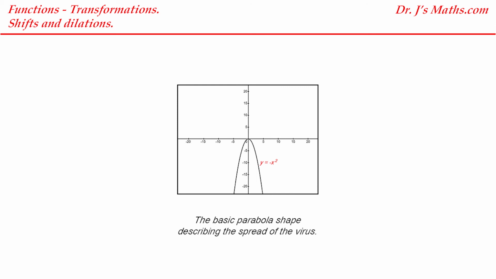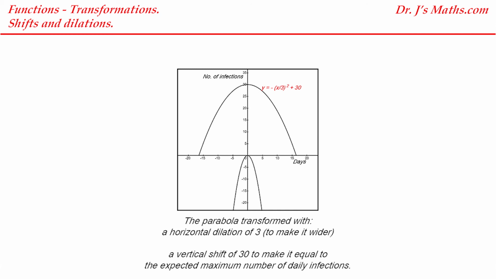So we draw our typical upside down parabola, y equals minus x squared, to describe the spread of the virus. We want to spread out the number of days across which this virus is going to take effect, and so we use a horizontal dilation of 3, and that's going to widen the curve out. We also want to vertical shift it by 30 so that we can make the maximum value equal to the number of daily infections which we're expecting.